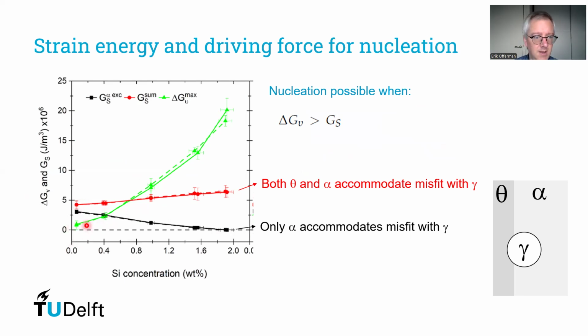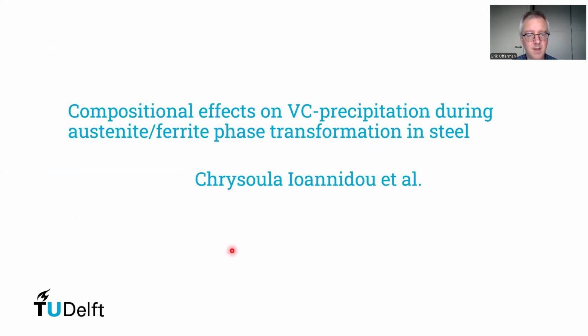But for this point, we don't have a full explanation, but in the other points, the model works well, and we can take into account the composition of the alloys in a good way. Now, then we have composition effects related to vanadium carbide precipitation, and this is the PhD work of Gisula Yanadu. And here she studied vanadium carbide formation during the austenite ferrite phase transformation in steel.